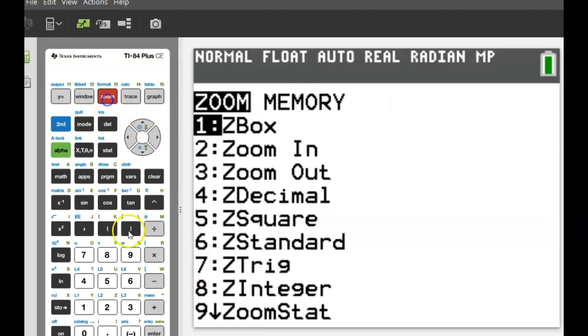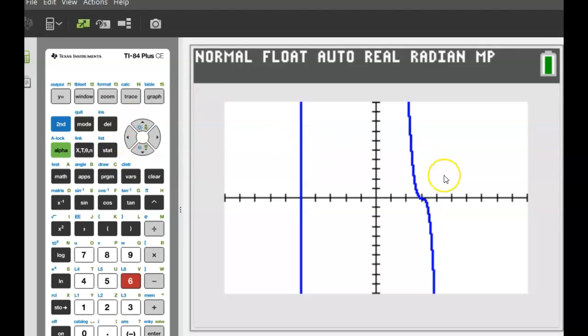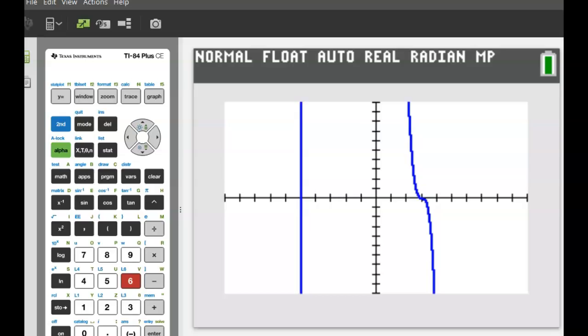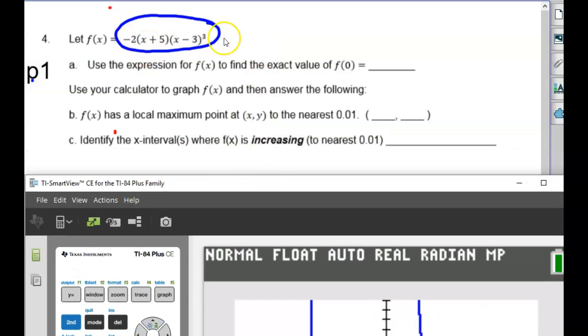Okay, if I do just a standard window, no, not really good. What do you know about this though? It is helpful to have degree in your head. What degree is this? Not degree 5, degree 4. There's an x here and an x cubed back here. And it's negative. So an x to the 4th that's negative means both ends are going down.